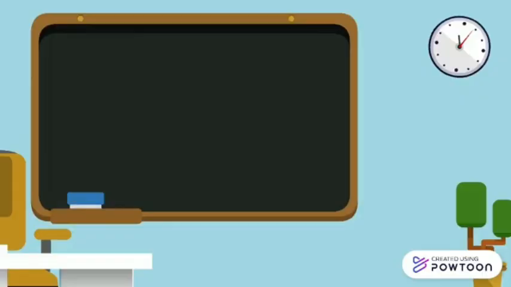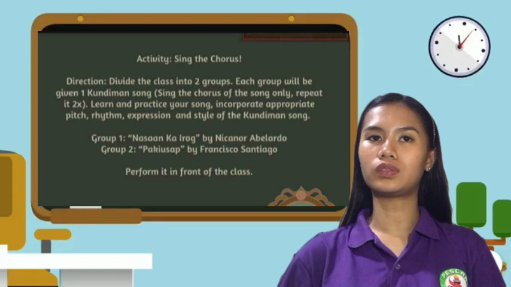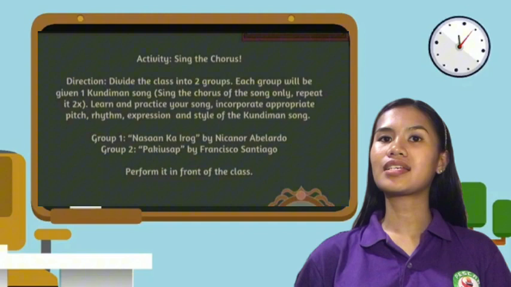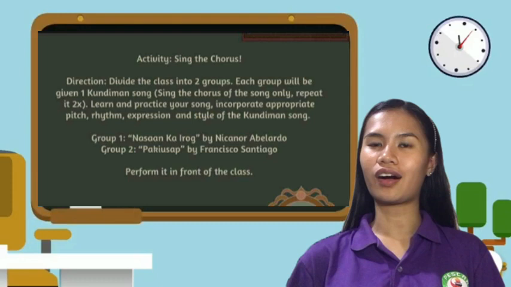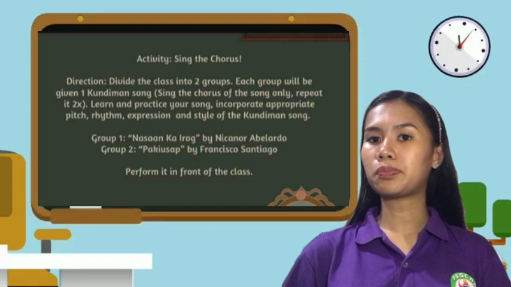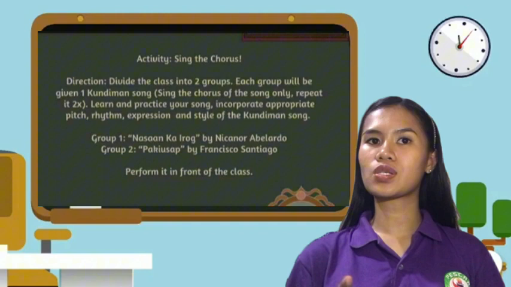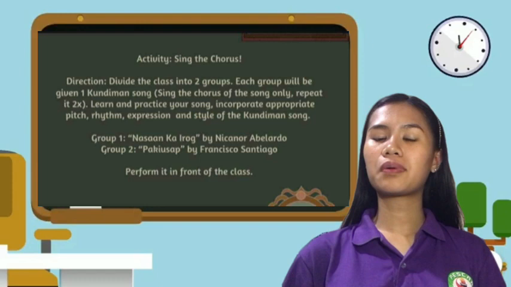So for our application, it is called Sing the Chorus. Direction: divide the class into two groups. Each group will be given one kundiman song. Sing the chorus of the song only. Repeat it 2 times. Learn and practice your song. Incorporate appropriate pitch, rhythm, expression and style of the kundiman song.